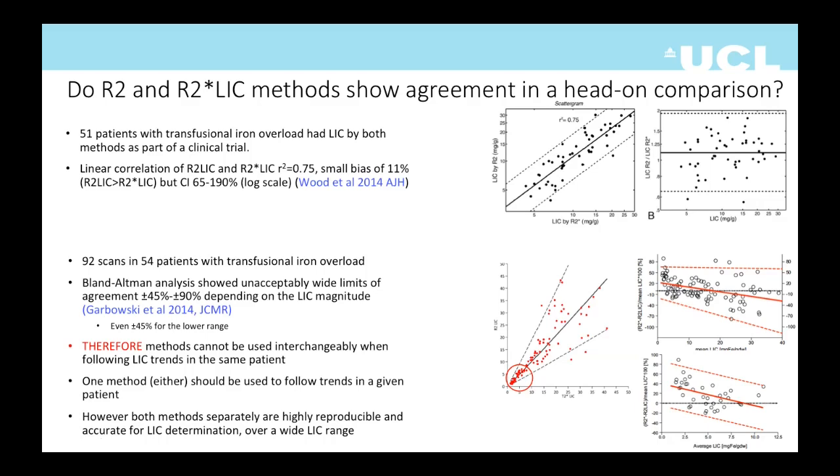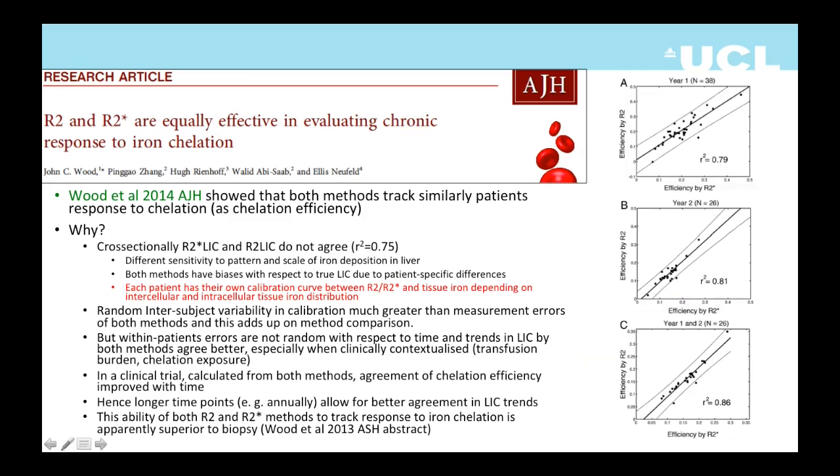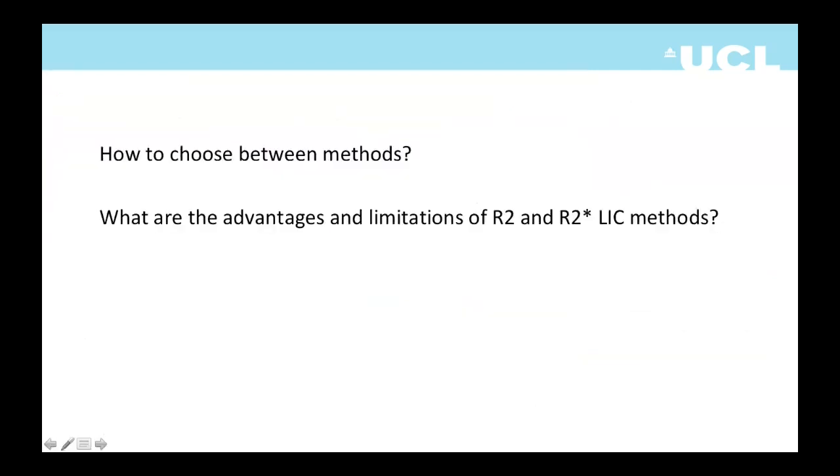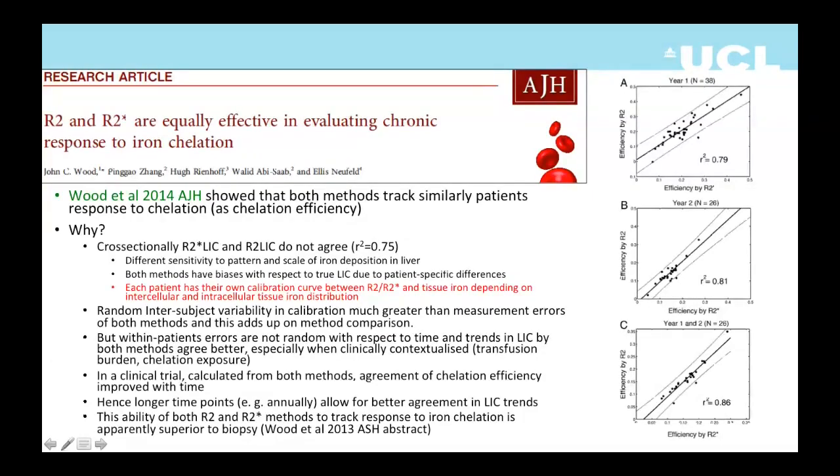So why don't they agree? In the same study, John Wood very neatly calculated that although cross-sectionally there is lack of agreement, you remember this R squared, longitudinally, when you follow patients in a very careful setting, like a clinical trial setting, when you look at how much they are transfused and how much chelation they take, you can actually be more nuanced about it. So his argument goes as follows. The methods don't agree because they have different sensitivity to the pattern and scale of iron deposition in the liver. And they have some biases with respect to true LIC because of patient-specific differences.